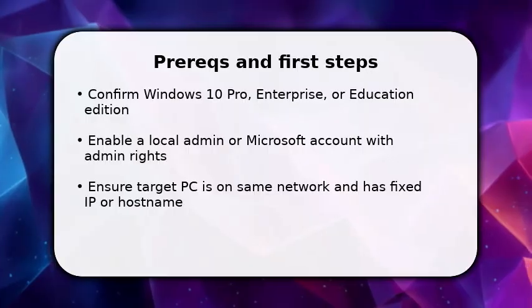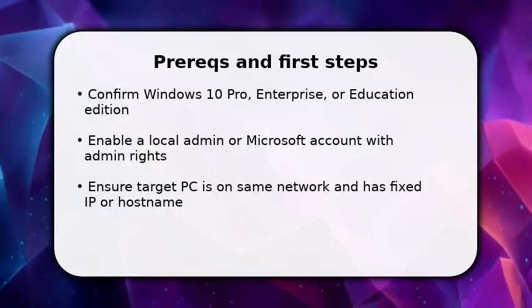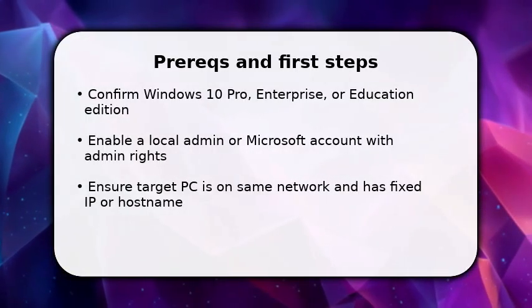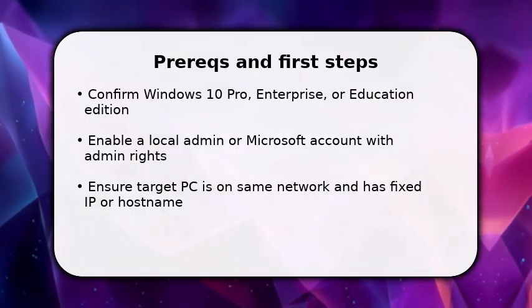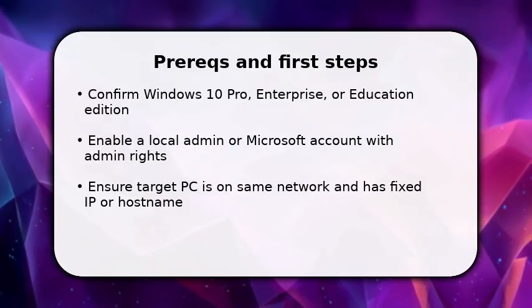You start by confirming a qualifying edition and admin access. Remote desktop is not available on Windows 10 Home. Once you have admin credentials, open Settings and navigate to System, Remote Desktop to begin.